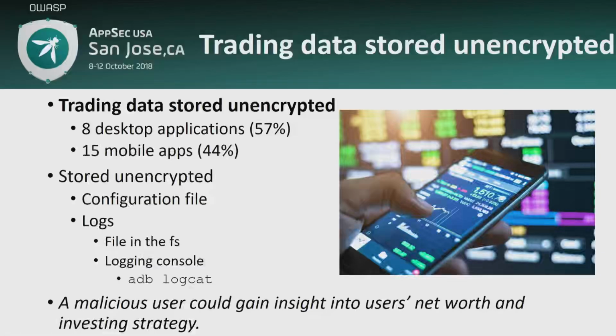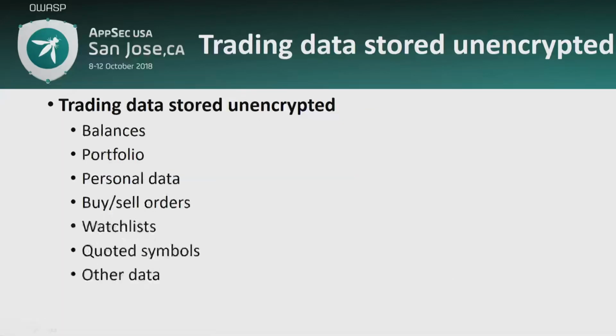Another problem related to passwords is trading data stored unencrypted. I don't want people to know how much money I have invested, right? How many positions I have on Tesla, how many positions I have on Apple, on Amazon, etc. This information should be known only by the owner of the stocks, right? The problem is that 70% of desktop applications store data unencrypted, and in mobile apps, almost half of the applications I tested stored trading data unencrypted. What is trading data?